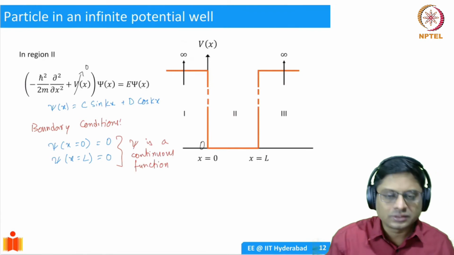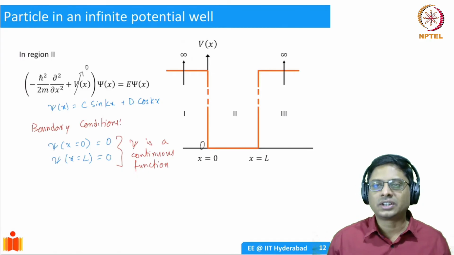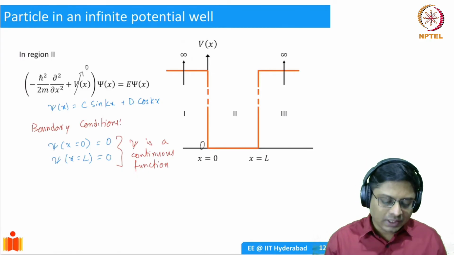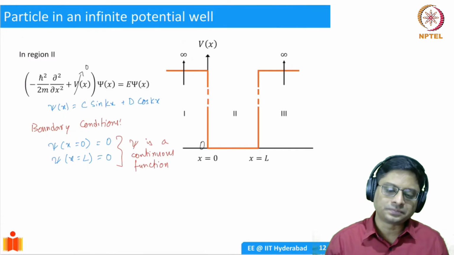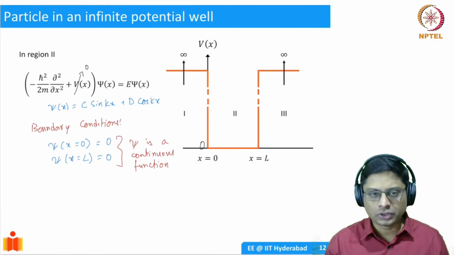We cannot have sudden changes in psi. That is not allowed by the equation. So basically, since psi has to be continuous, at these two boundaries, x equal to 0 and x equal to L, the wave function has to be 0. So will that help us solve the problem?